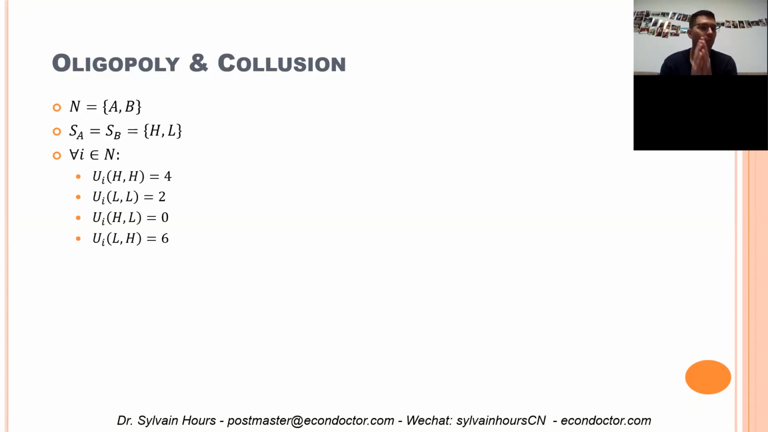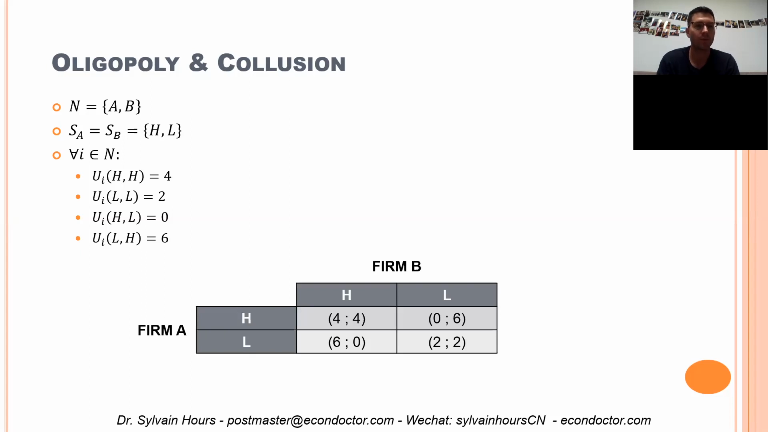So this is a very standard collusion game where you see, and we'll see that when we represent the matrix, that each firm has an incentive to charge a low price. And this is a typical example of the prisoner's dilemma. So let's represent this game with this payoff matrix.